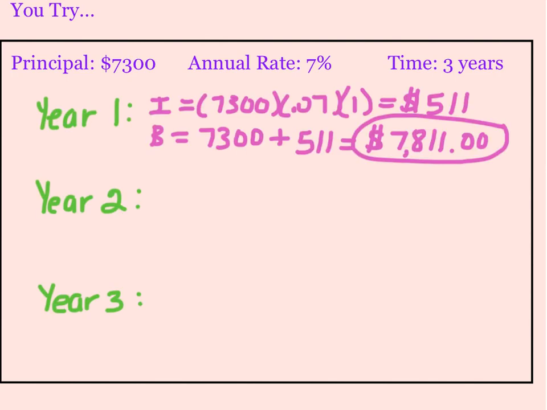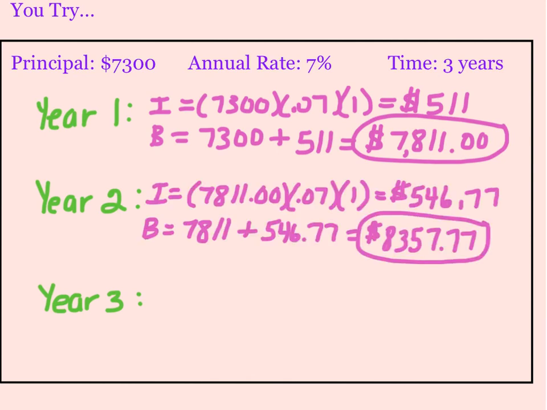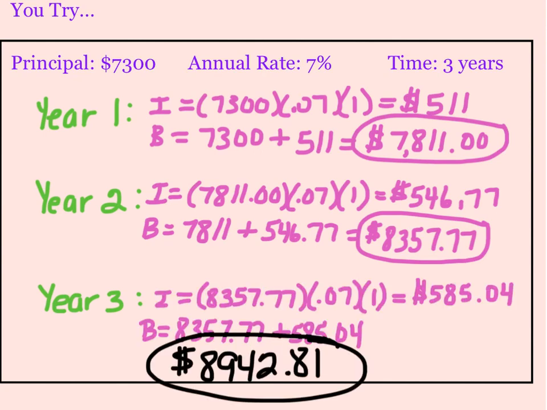Okay, so now you can see how much the balance would be at the end of the first year. Go ahead and pause the video again and continue on with year number 2. All right, here you have year number 2. Go ahead and check your answer and then move on to year number 3. Okay, and here's the end of the problem. After year 3, the final balance would be $8,942.81. Nice job, everybody.